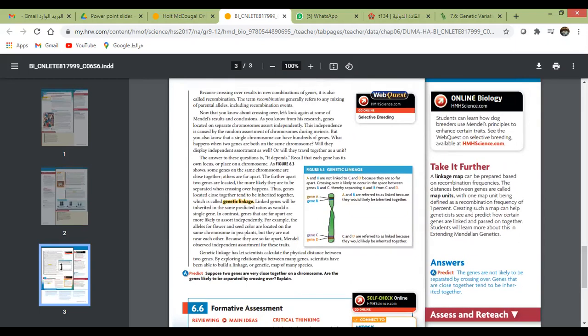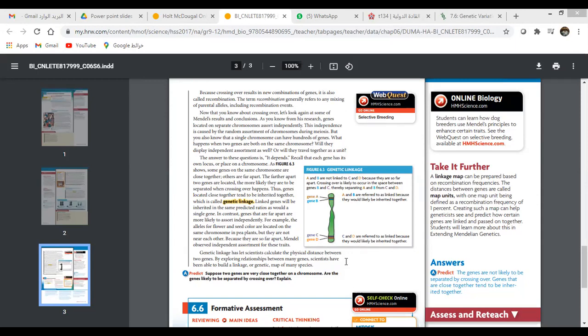Now, the last point we are going to talk about today is something called gene linkage. Now crossing over, as we said, is a reason for genetic variation. Okay? Now Mendel, from his research, knew that genes located on separate chromosomes assort independently. We know that each gene assorted independently, separated randomly and independently. This independence is caused by the random assortment of the chromosomes during meiosis.